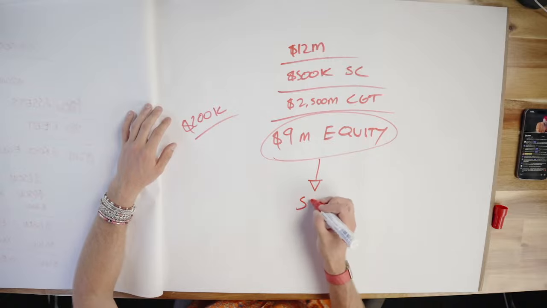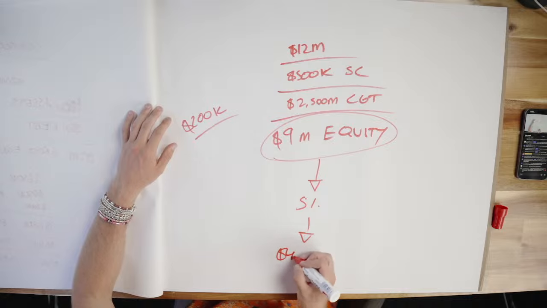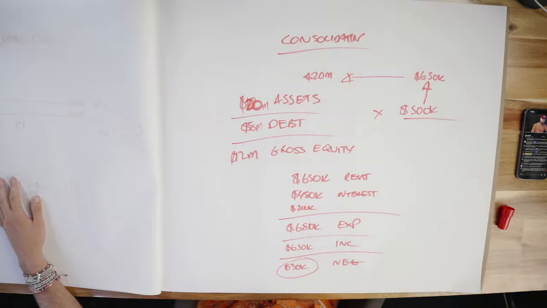Now, if we use our rule of thumb of 5%, how much do you reckon $9 million worth of equity could generate, even if we took on no debt? Well, let me do some quick maths. If we did a 5% return on 9 million, we'd end up with $450,000 of income. But guess what? The exact same portfolio, when we had the debt, was actually costing us $30,000 a year.